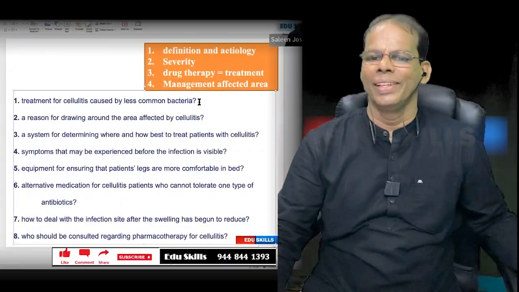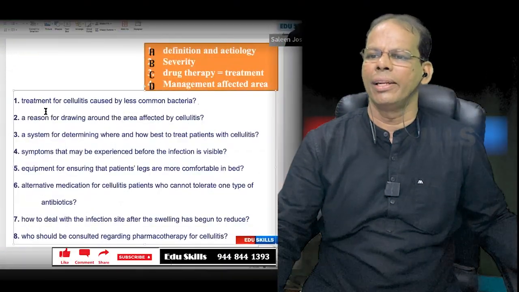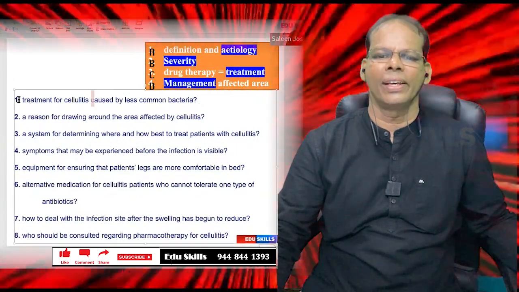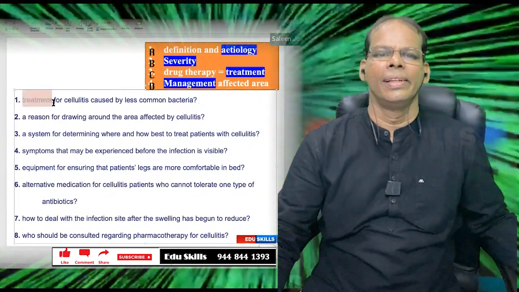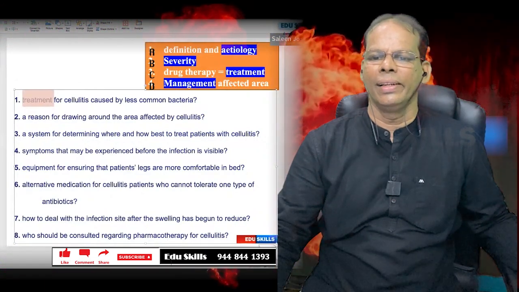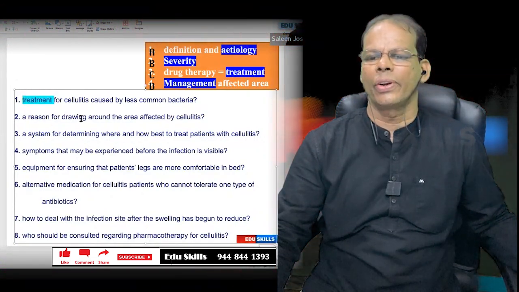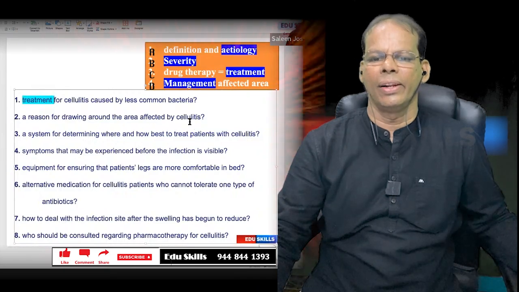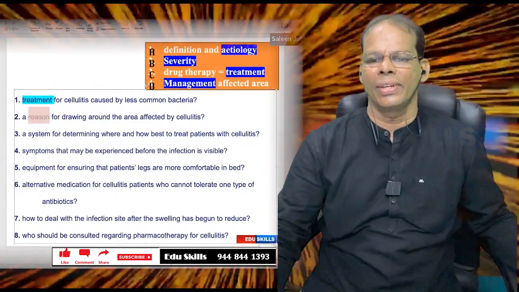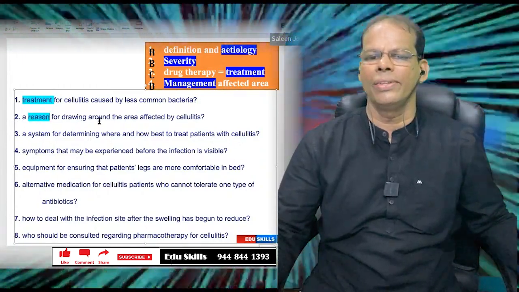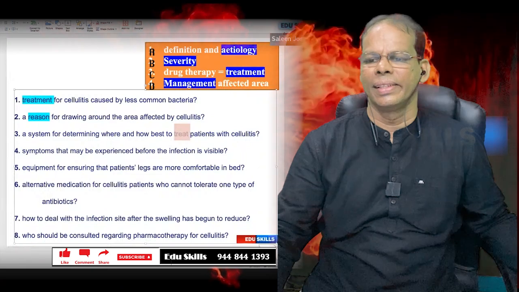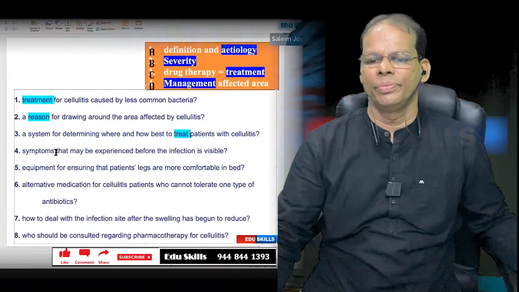Now come on, answer. So here, what is the synonym you find for these words? First one: cause. Otherwise, okay, there are 2 things now, treatment and etiology. Let's check. Then the second one, reason for drawing around the area affected by cellulitis. So the important word is reason. Right? Yes, because reason for drawing around the area affected by cellulitis. Third one, treat. Yes.